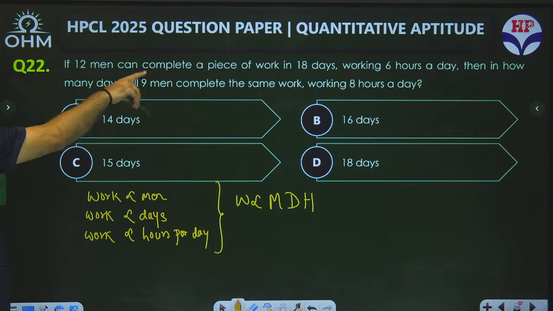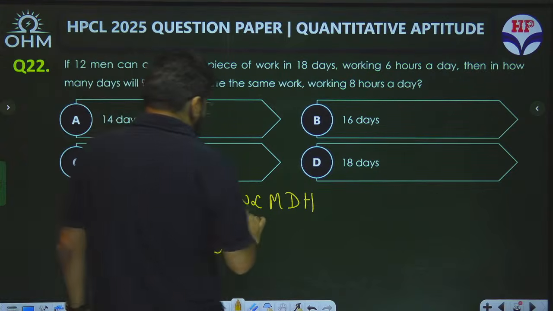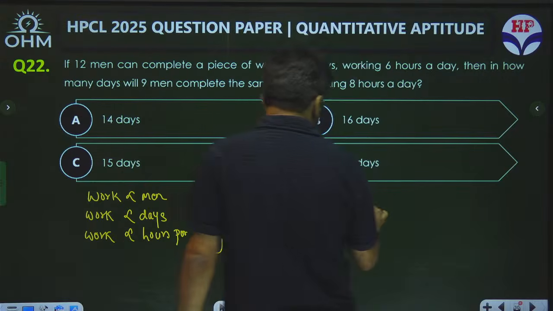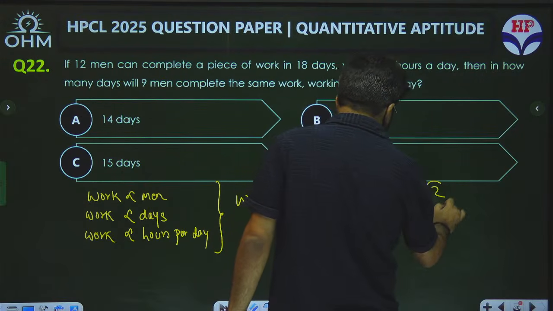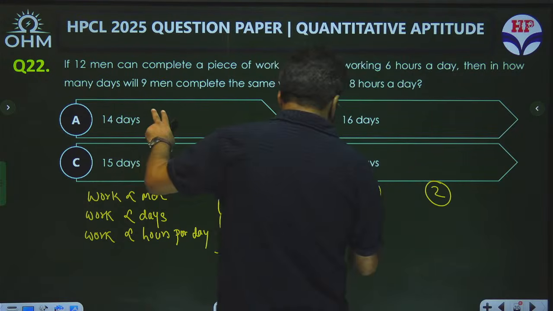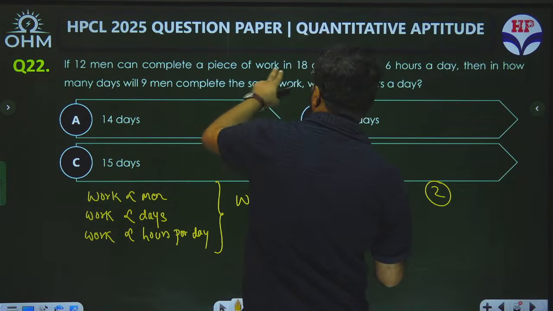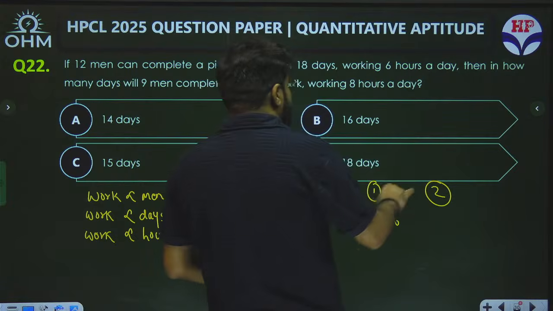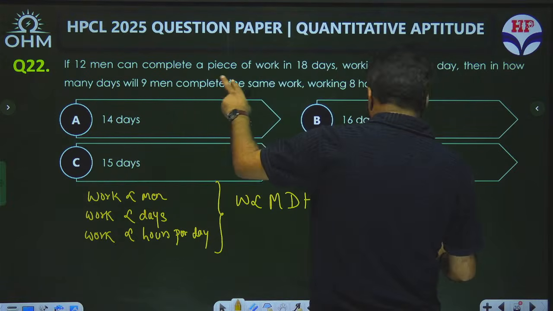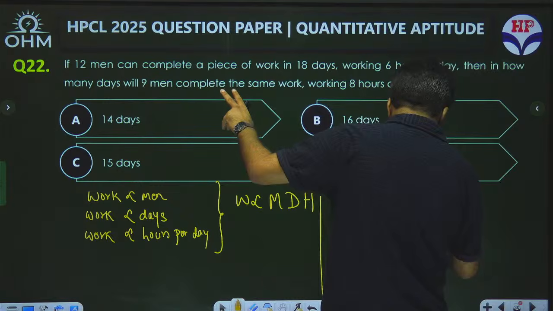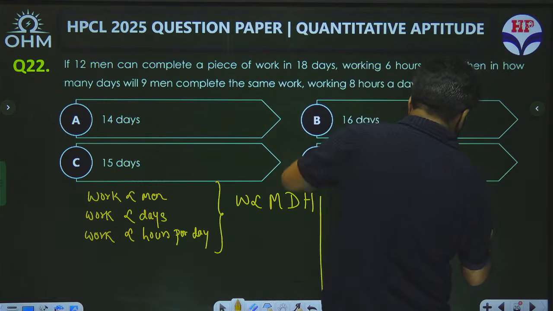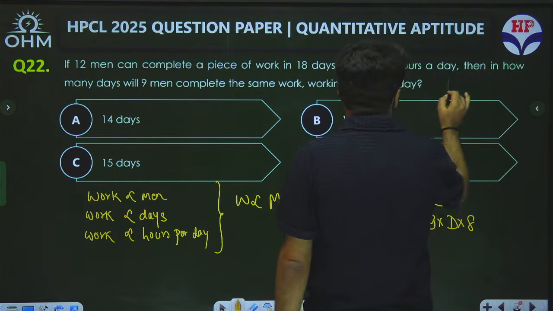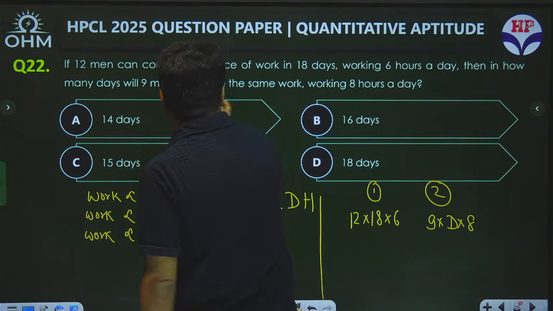Same work has been taken here. If 12 men can complete a piece of work, what are the 2 scenarios to be compared? Scenario 1, scenario 2. In the first scenario, 12 men are working, for how many days? 18 days, and they are working for 6 hours a day. In the second scenario, 9 men are there. How many days? I don't know, but they are working for 8 hours a day, and they will complete the same work.